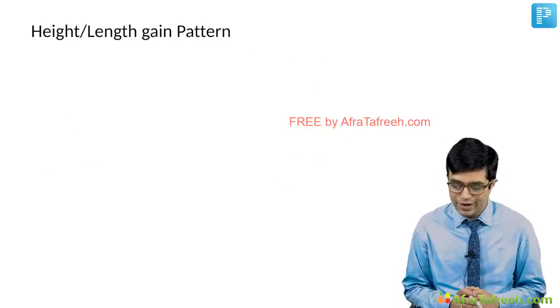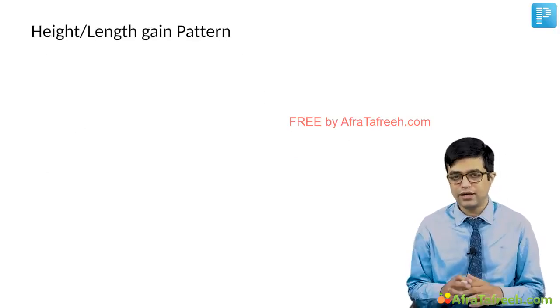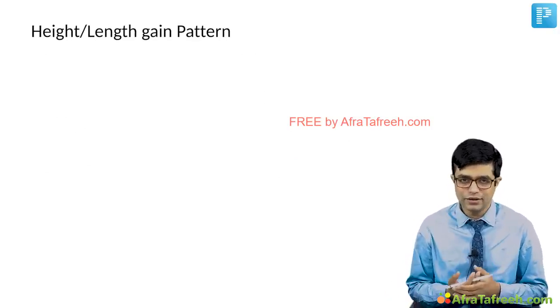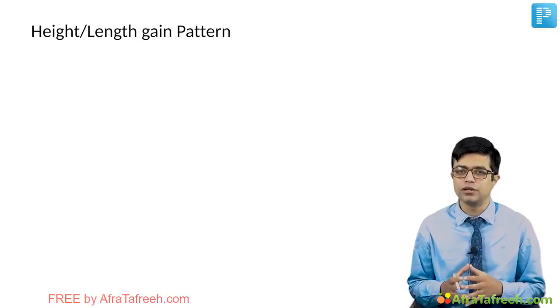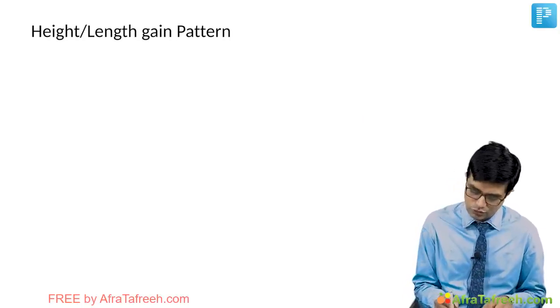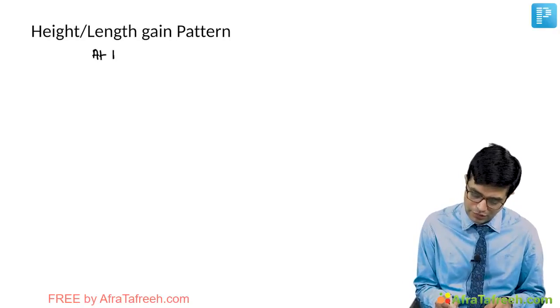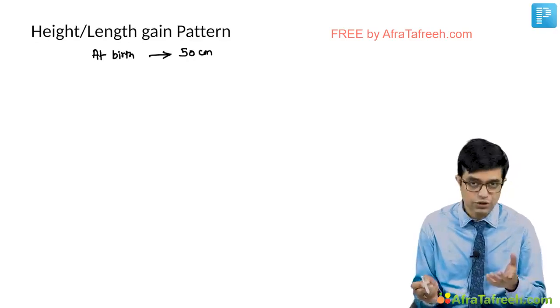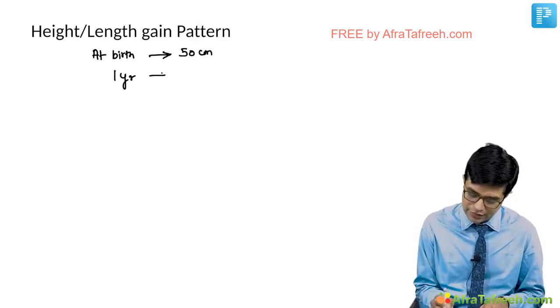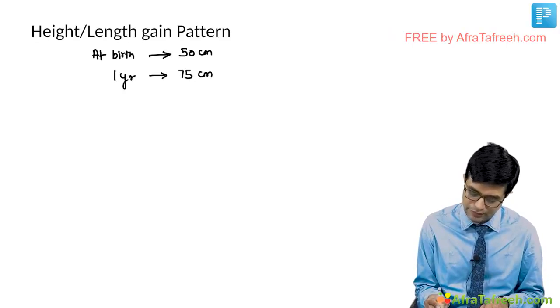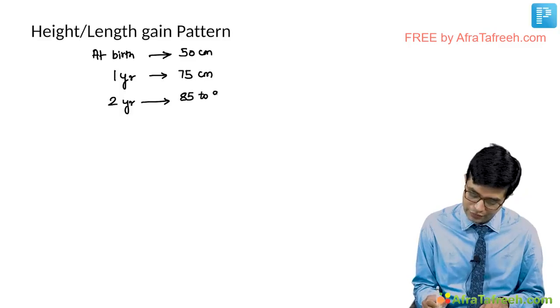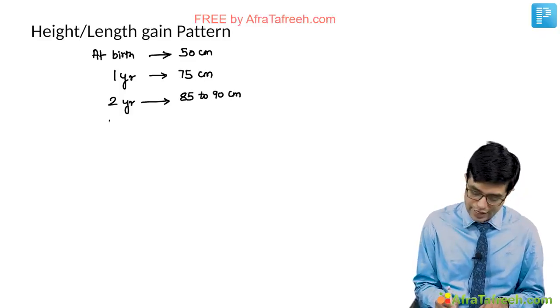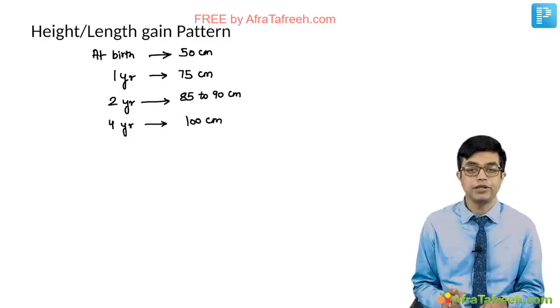Moving over to the height and length gain pattern. You know that in a lying down child, we use the term length. Once weight bearing begins, we use the term height. So what is the normal pattern? At birth, the normal length is approximately 50 centimeters average. At 1 year, it becomes 75 centimeters. At 2 years, it becomes 85 to 90 centimeters. And at 4 years, it becomes approximately 100 centimeters.